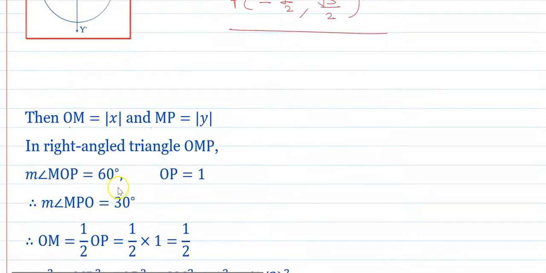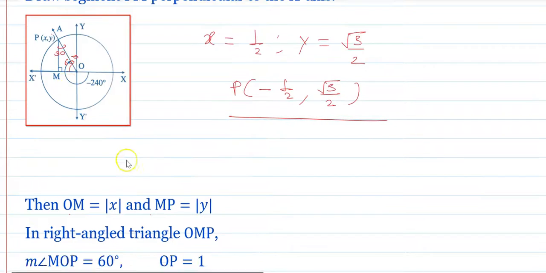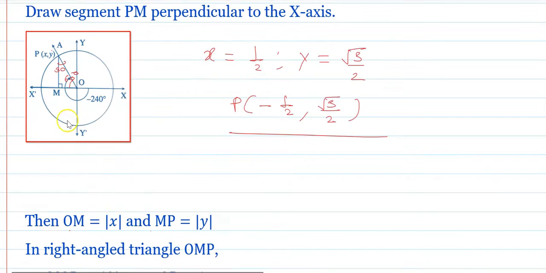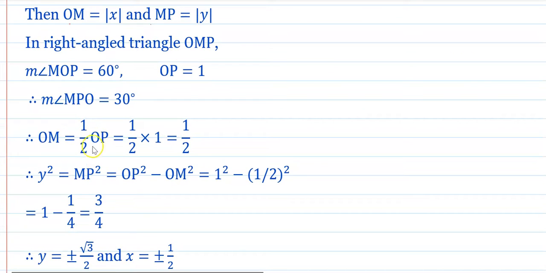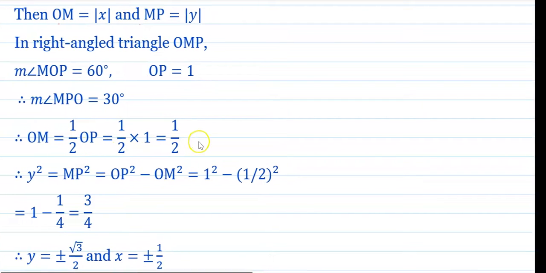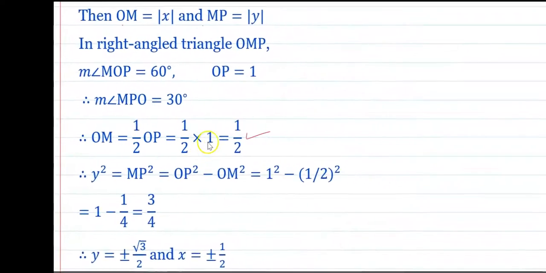MOP is equal to 60. OP is equal to 1. OM, this distance OM, is equal to 1 upon 2 into the hypotenuse, that is OP. 1 upon 2 into 1. You will get OM is equal to 1 upon 2.